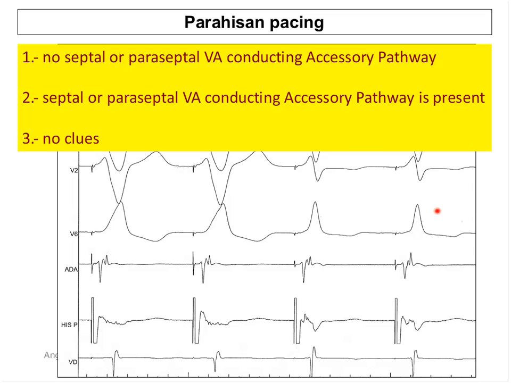So 89% of you think that this very, very short VA interval, and particularly because this really short interval does not change when the His is captured, means that conduction was already taking place from the ventricle directly to the atrium through an accessory pathway, and the capture of the His is irrelevant to the VA interval. Absolutely, very, very good. Any comment, Fernando?